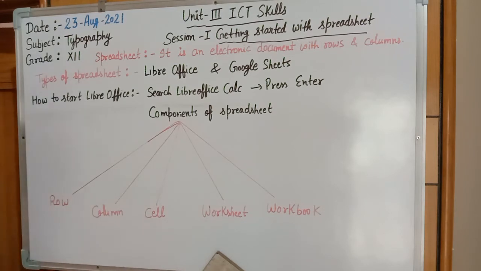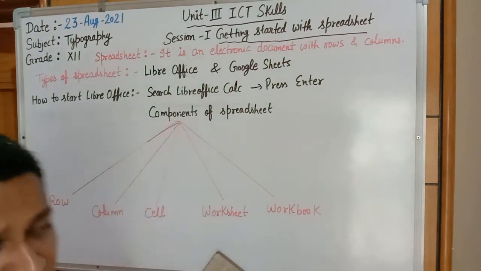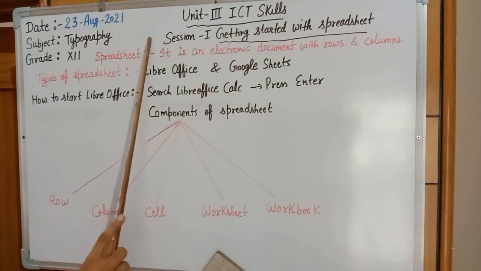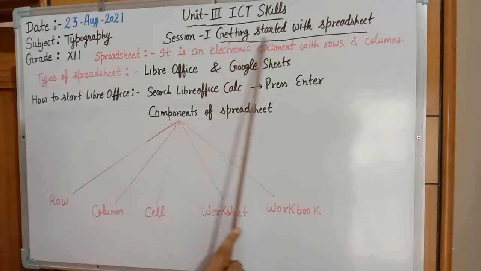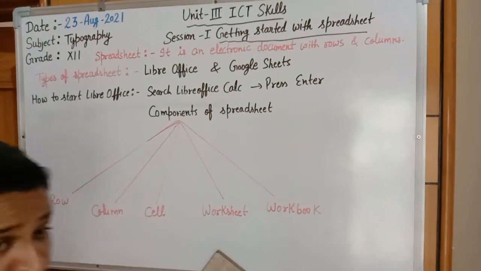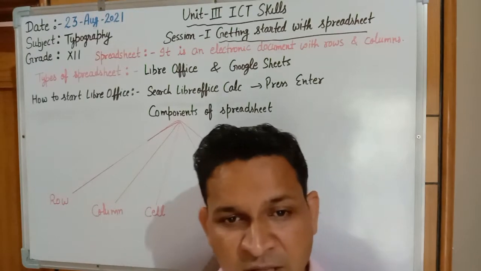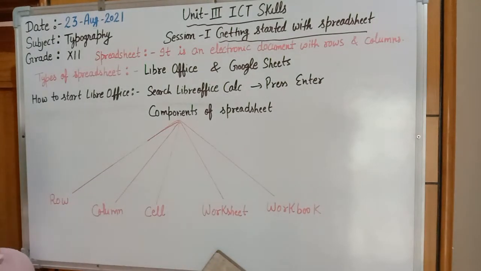So, in today's session, we are continuing with Unit 3, ICT Skills, Part A. In this, we are continuing with Session 1, that is getting started with spreadsheet. Spreadsheet, everybody knows. In Chapter 3, we also covered it in Part B. Excel sheet is also a part of spreadsheet.